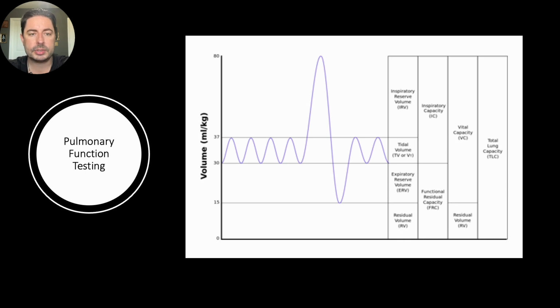And then when it comes to the vital capacity findings, or the forced expiratory volumes and the flow findings, your forced vital capacity is going to be decreased. Your FEV1 is going to be normal, and then your FEV1 to FVC ratio will be increased.